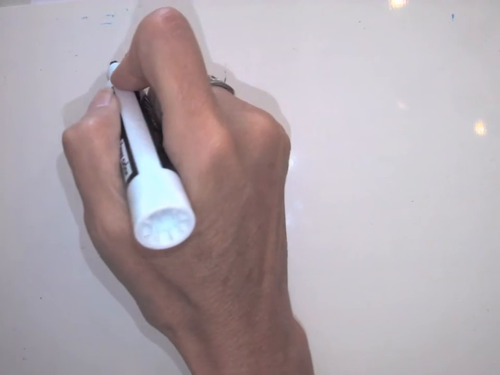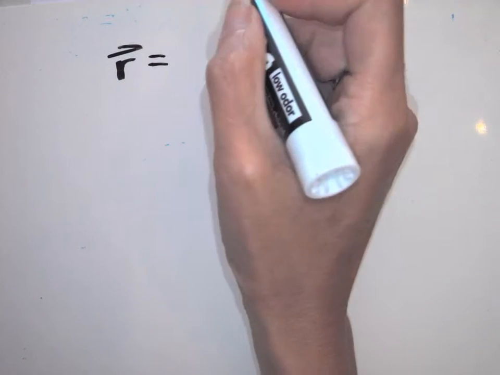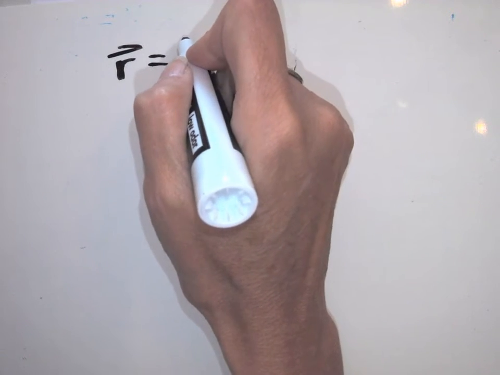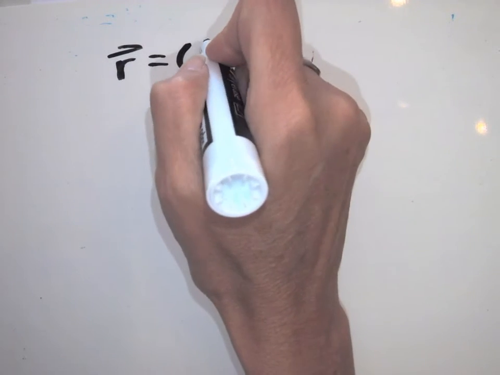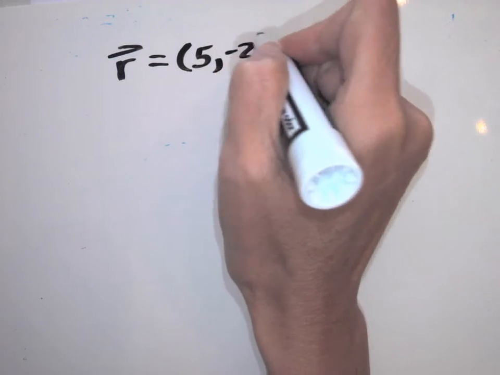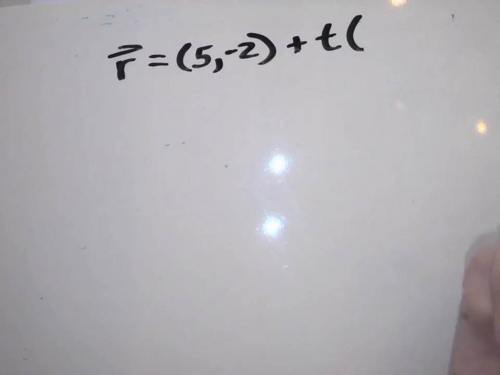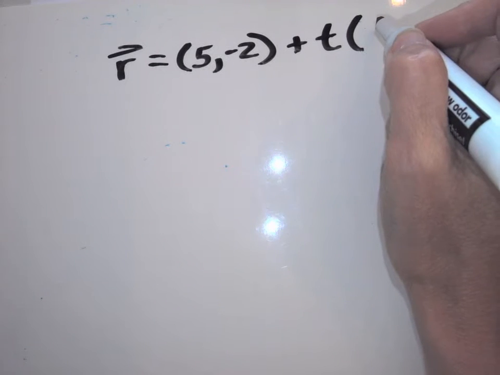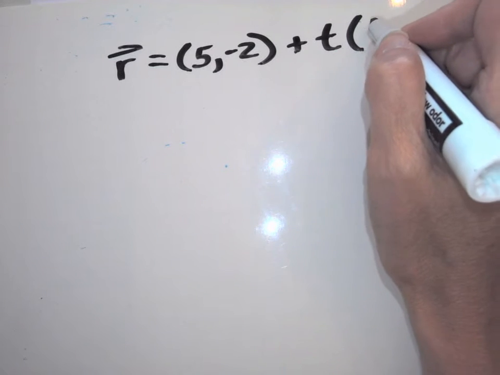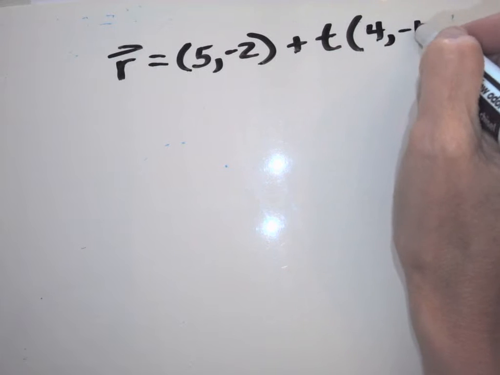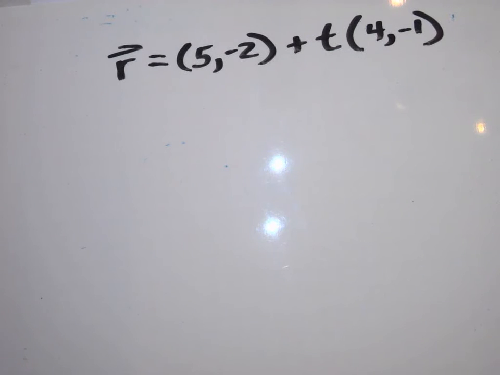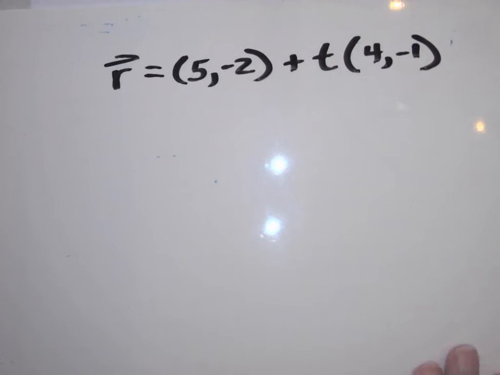Hi. Okay, we're just finishing up the lesson on the vector equation of a line. Just reminding you that the vector equation of a line is r equals a known point on the line, so I'll just make one up. So it could be like (5, -2) plus t times our direction vector, which I can say would be, well, let's do (4, -1) for a direction vector. So that's the vector equation.